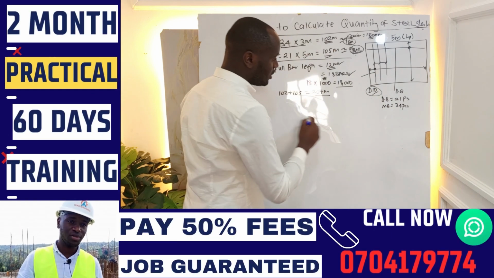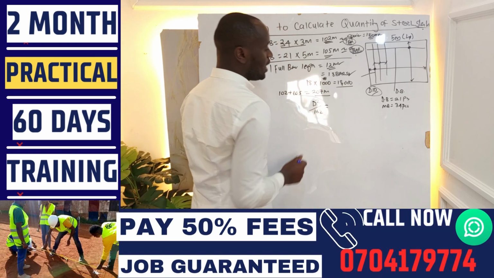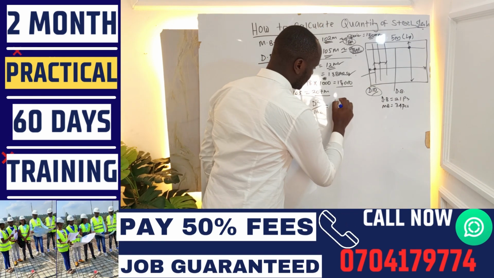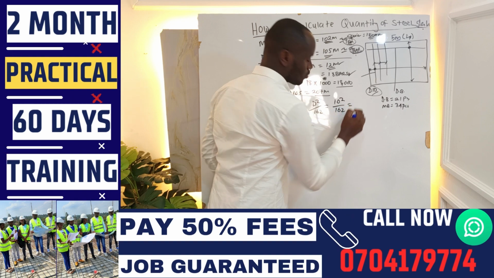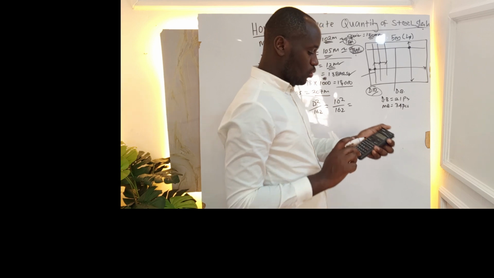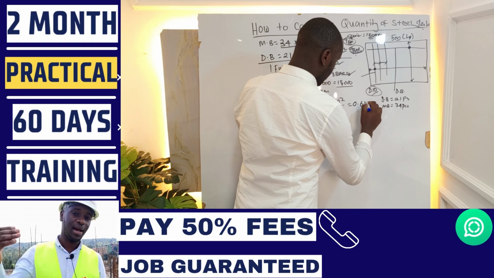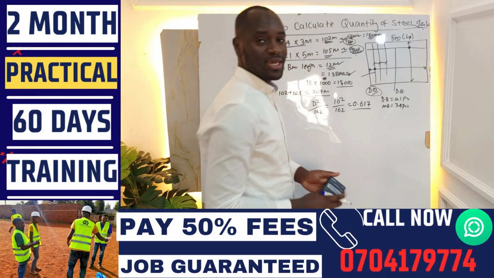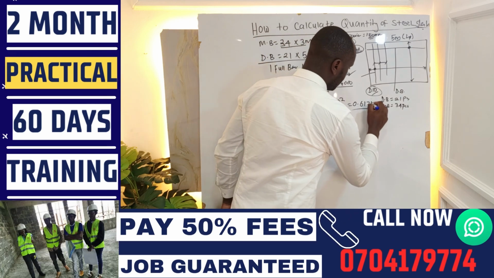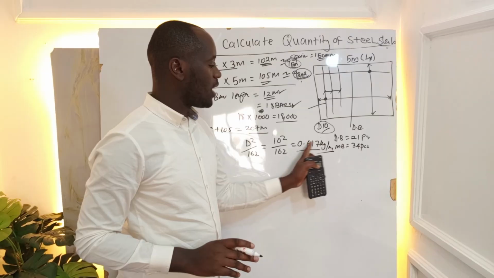Remember, guys, that's the weight of a bar. We say that you find it by D squared divided by 162, guys. Now, since we are using a D10, this is very interesting. You're going to say 10 squared divided by 162, which now gives us 0.617. Now remember, guys, that this is actually kg per meter. So for every 1 meter you have 0.617.